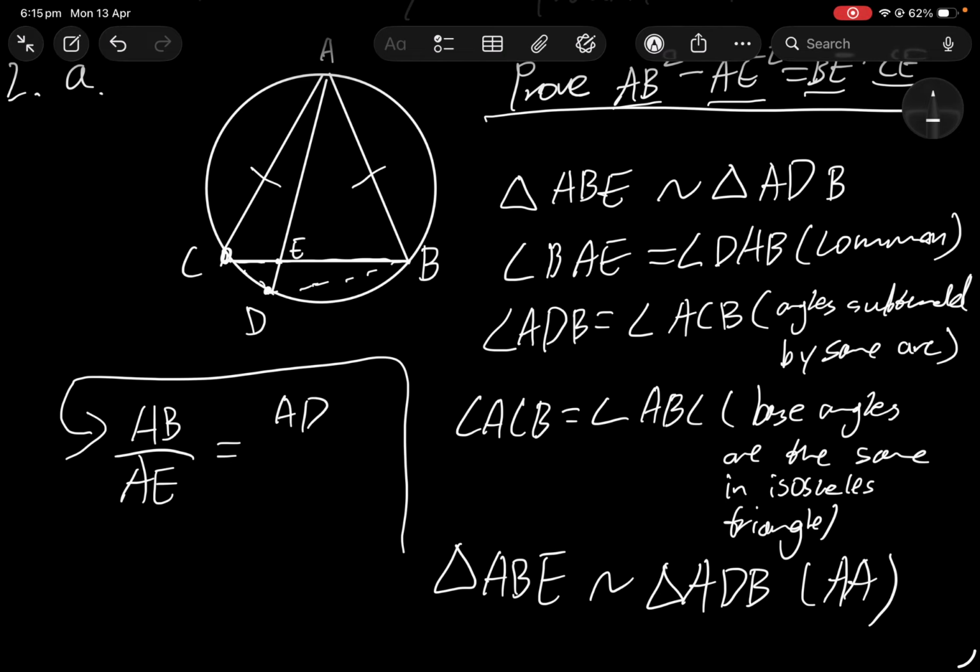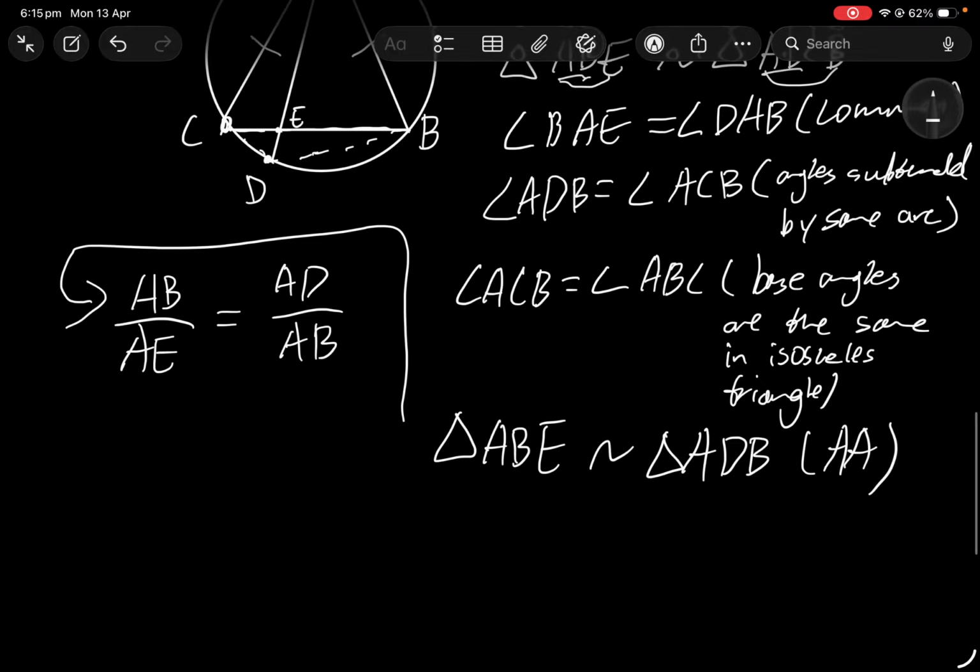So AD should be over AB, because look, AB in the first one corresponds with AD. AE in the first one corresponds with AB. That's the easy way to do it. But then we can simplify this. We can times AB to the other side, becomes AB squared, and then times AE to the other side becomes AD times AE.